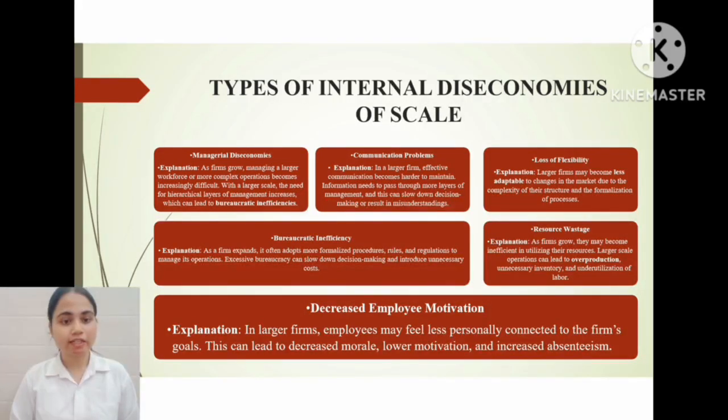Fourth one is bureaucratic inefficiency. If the firm expands, it often adopts more formalized procedures, rules, and regulations to manage operations. Excessive bureaucracy can slow down decision making and introduce unnecessary cost. In resource wastage, as the firm grows, it may become inefficient in utilizing its resources.